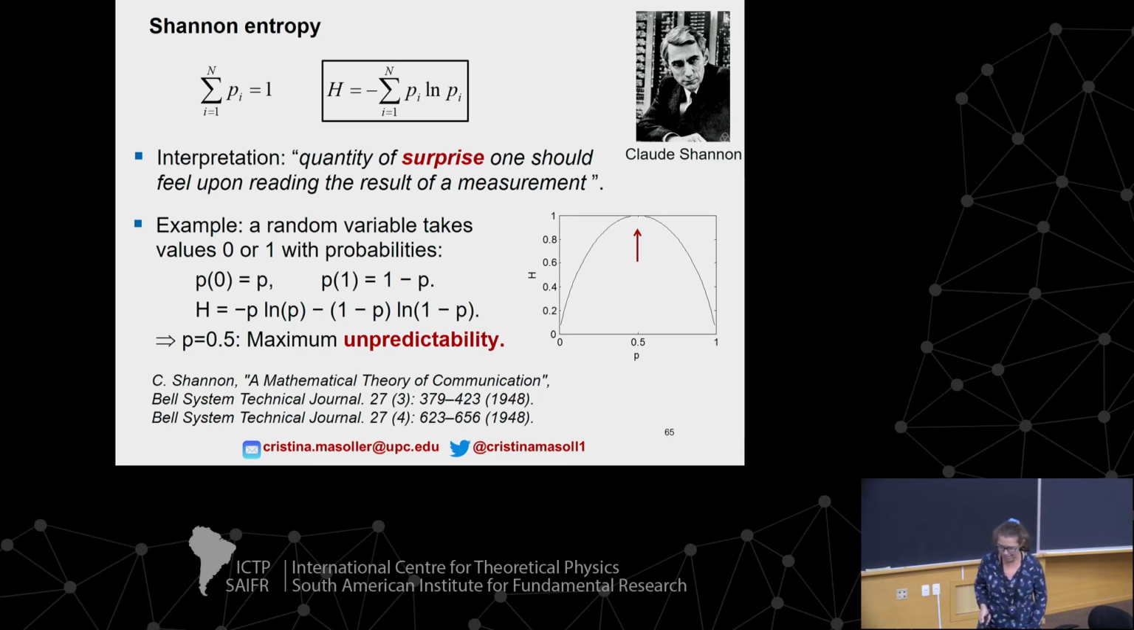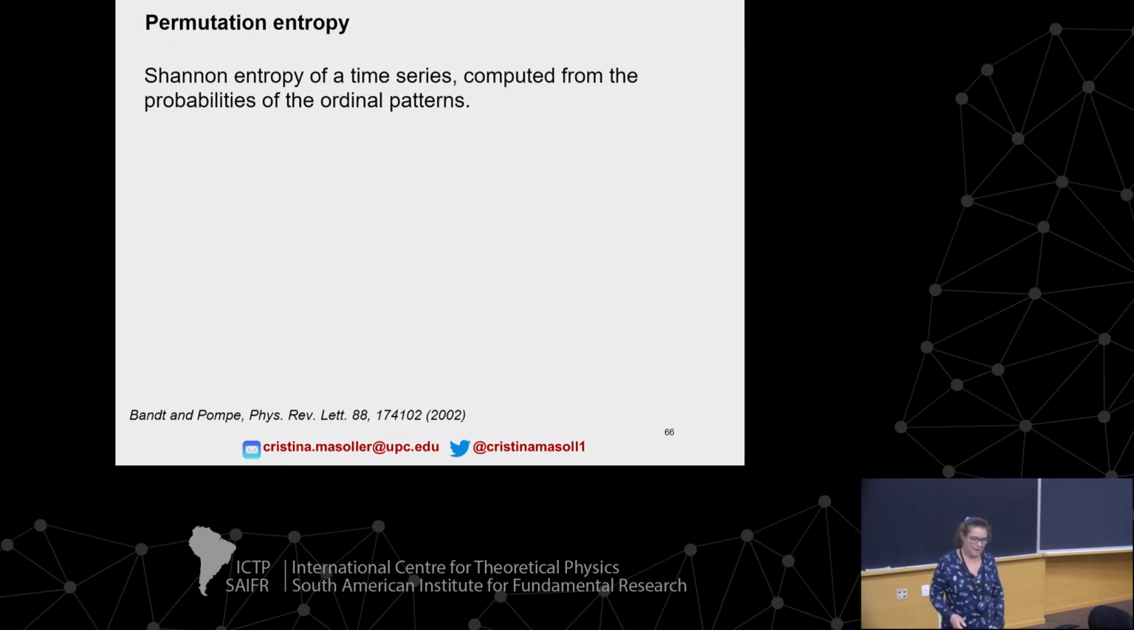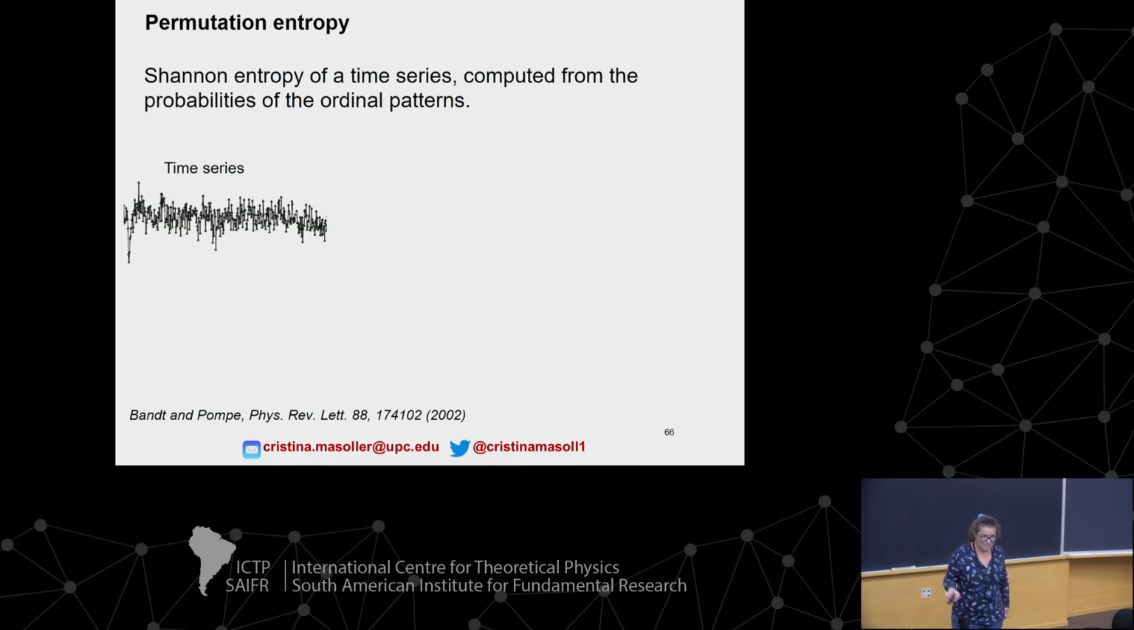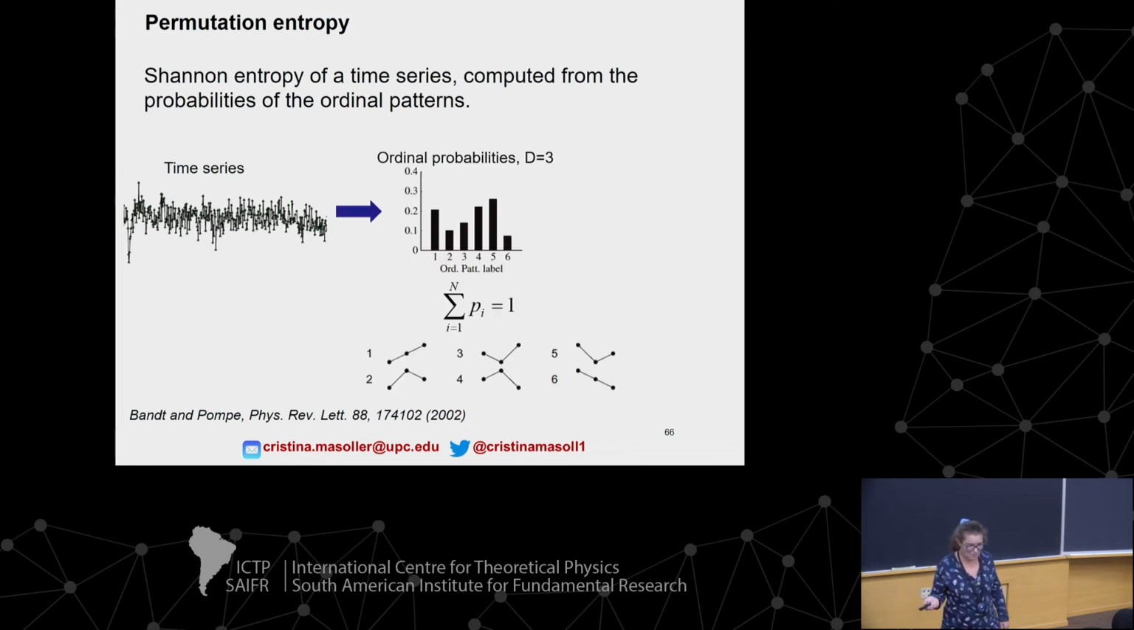All right, so when you use these ordinal probabilities to calculate entropy, that's a magnitude that is called permutation entropy. It's well known for some of you, has been extensively used in the literature of time series analysis, but not only, because you can also transform images. You can also use this method. So basically, you have this time series, you compute your probabilities, and then you calculate the entropy.